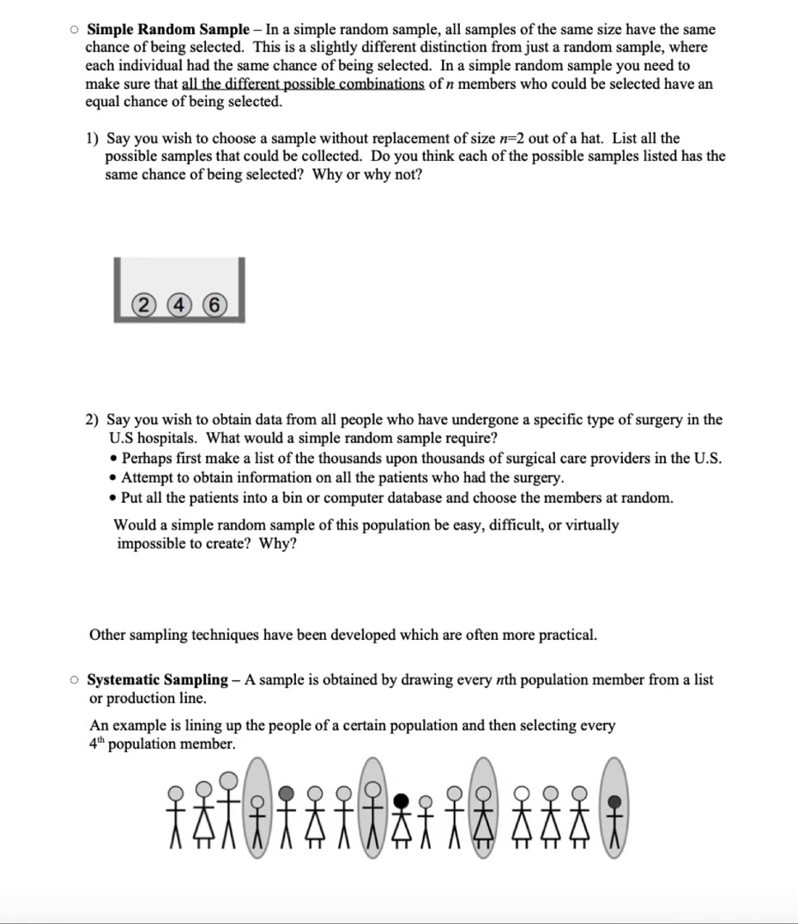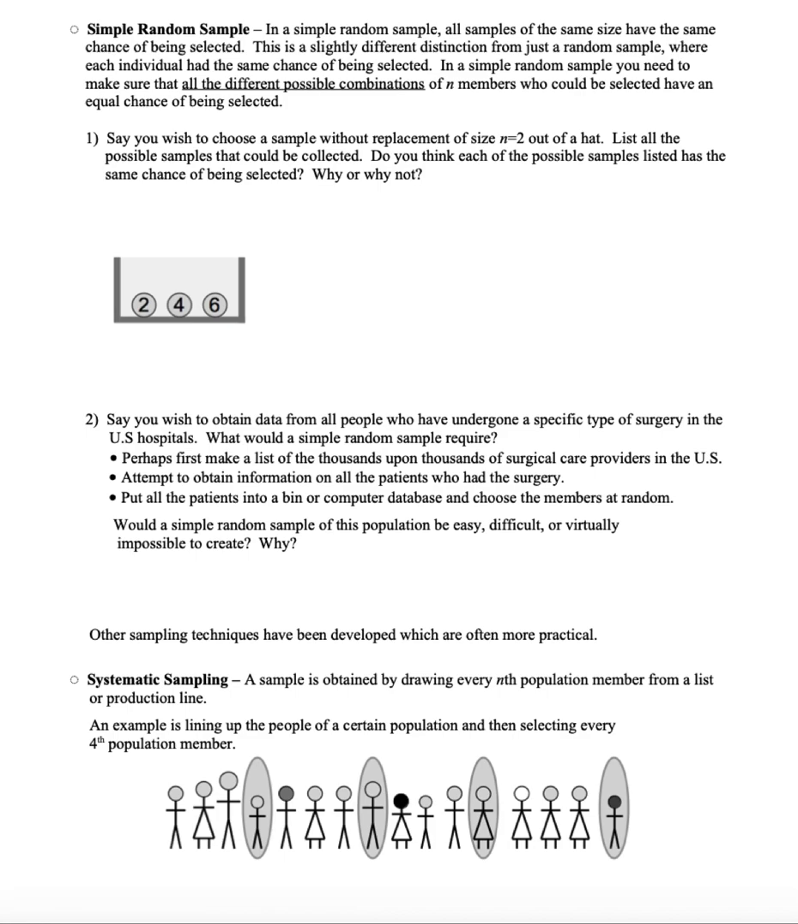Next, we'll look at simple random samples. And you might think, isn't that the same thing as random sample? Well, the only difference here is that a simple random sample is going to be more than one element being chosen. So in a simple random sample, all samples of the same size have an equal chance of being selected. So we want to make sure that all the different possible combinations of n members who could be chosen have an equal chance of actually being chosen.